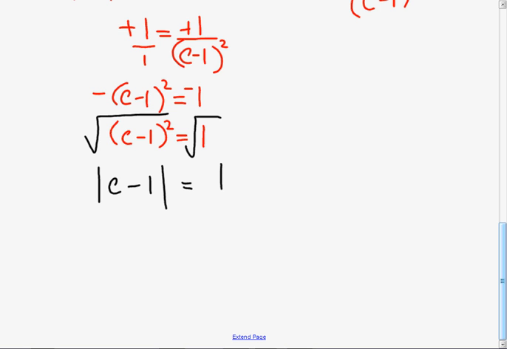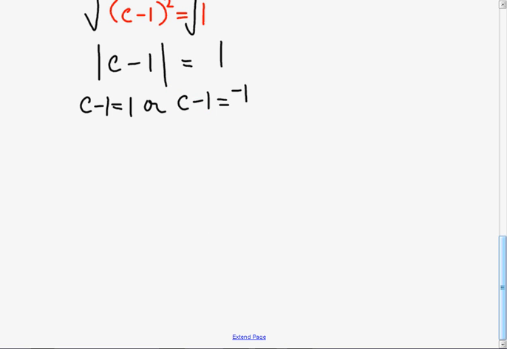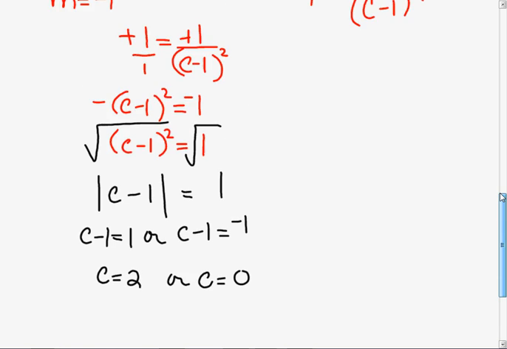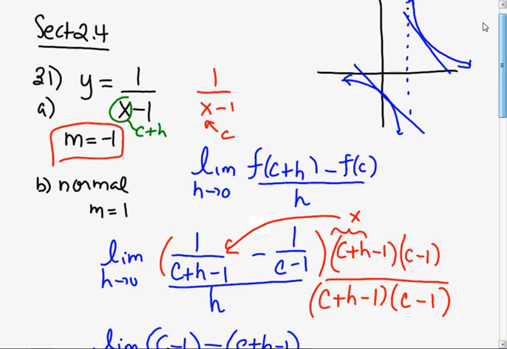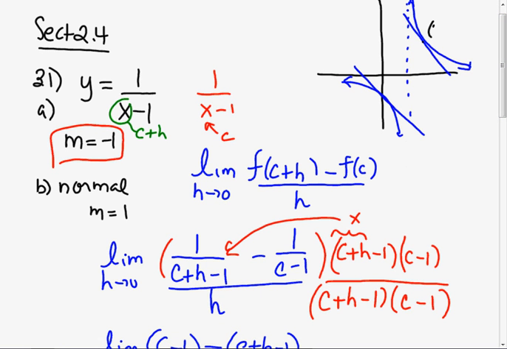And then with this absolute value equation, C minus 1 is equal to 1, or C minus 1 is equal to negative 1. So what's this equal to? C is equal to what? 2. I guess I was wrong. Or C is equal to 0. Oh, because it's shifted. I forgot it was shifted. And that's what it's asking for. Oh. So this is at 2.